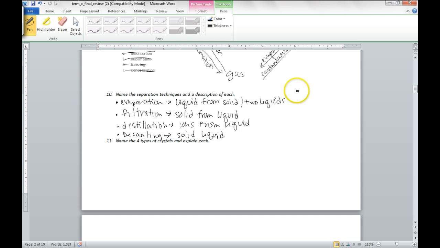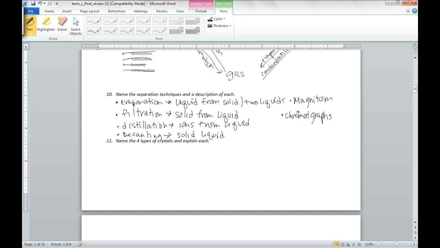There's also magnetism, using magnets. Chromatography, which will separate atoms by color. Trying to think off the top of my head. That's a lot of them for right now.